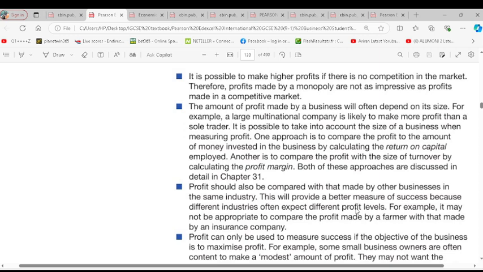So, one approach is to compare the profit amount invested in the business by calculating the return on capital employed. So, how do you solve the problem about how big or small your business is? You can only do this by calculating the amount of capital you put into the business. So if the capital invested into the business is high, you should expect a high return on capital. That is the point I'm making there.